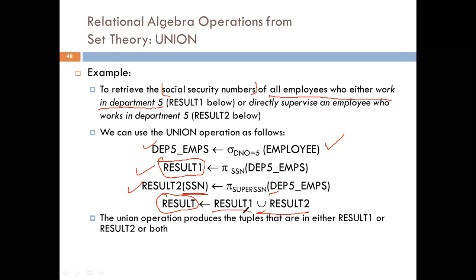Before performing the union operation, we must make sure that the number of attributes in both the tables is the same, their order is the same, and secondly they must be type compatible. Type compatible means it is related to the domain or the data type.